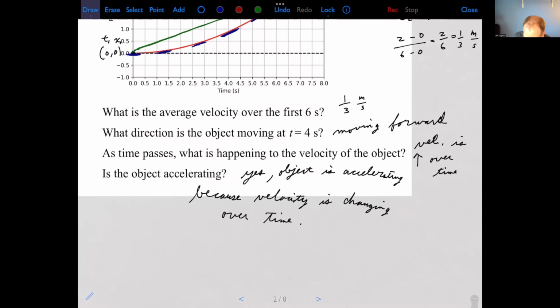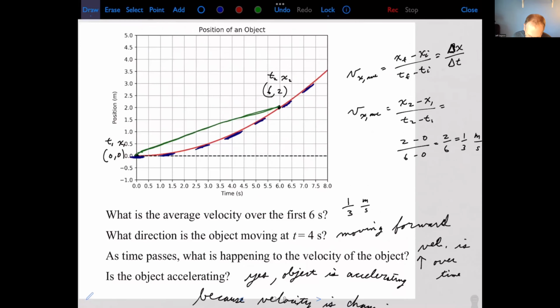Okay, what's a quick way of determining that if you have a position versus time graph? Well, if the position versus time graph is curved at all, that means those slopes, those velocities are changing, so it must be accelerating, right? So anytime a position versus time graph is curved somehow, that means the object is accelerating.